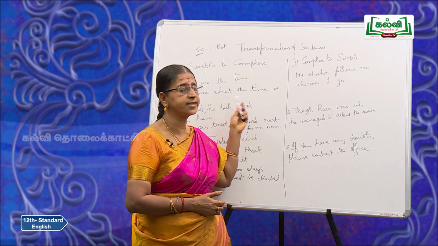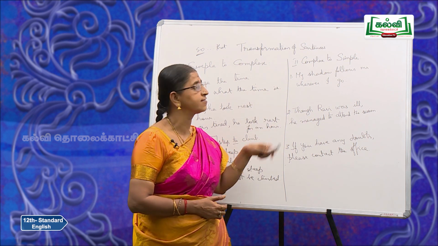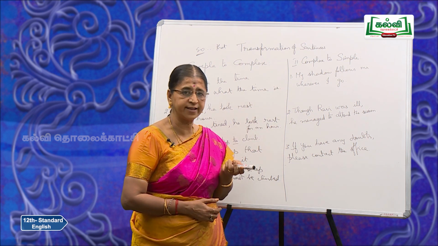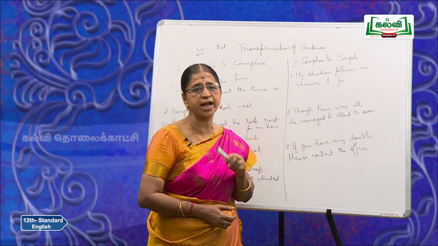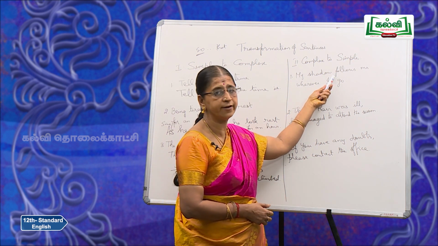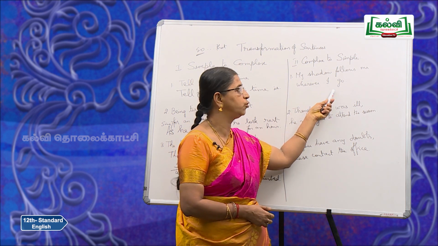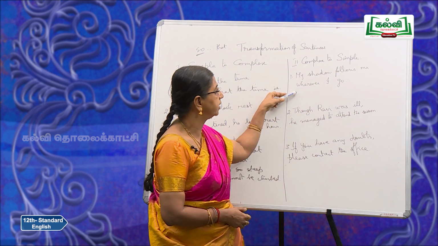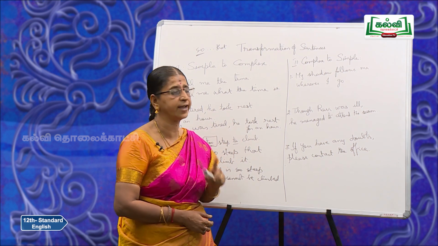Now, having converted sentences from simple to complex, we shall discuss three sentences where we are going to rewrite the complex sentences as simple sentences. Now, look at the first one. My shadow follows me wherever I go. So, follows is one finite verb, go is another finite verb, wherever is the clause marker, and wherever I go is your subordinate clause. Now, here you have got to remove the finite verb. Your answer should contain only one finite verb.